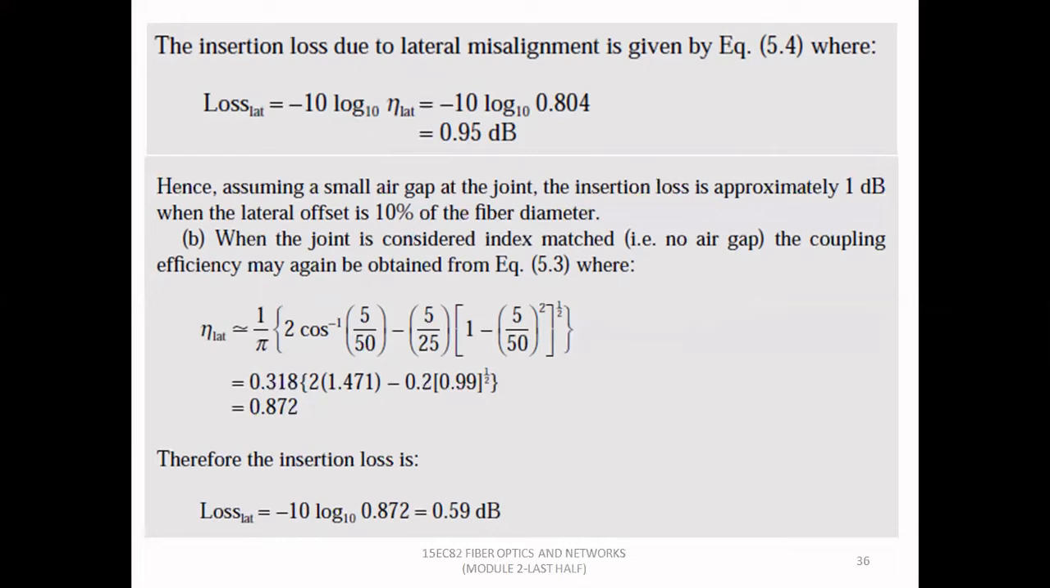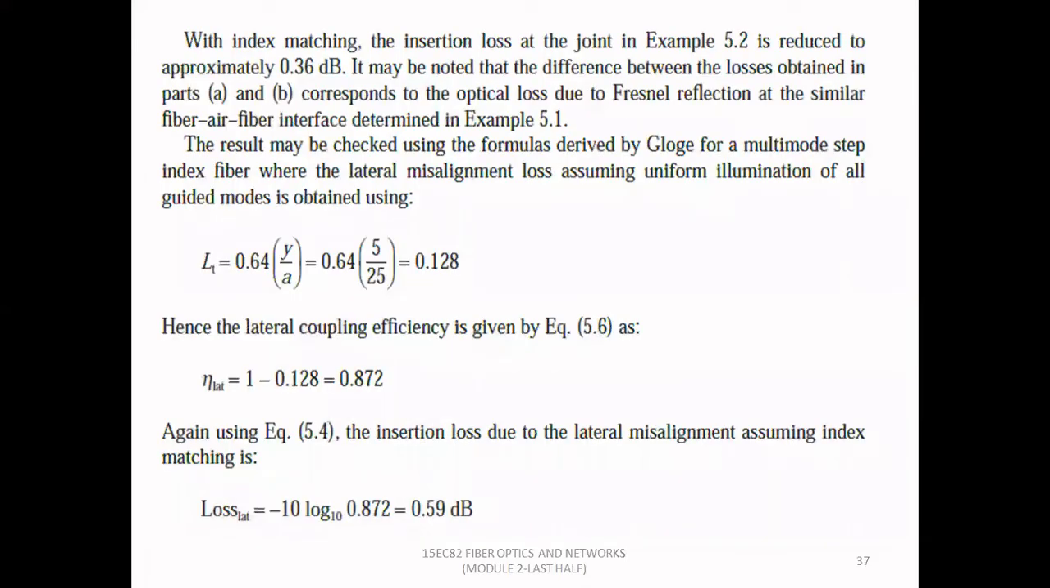Therefore, the insertion loss is Loss_lat equal to minus 10 log10 of 0.872, equal to 0.59 dB. With index matching, the insertion loss at the joint in example 5.2 is reduced to approximately 0.36 dB. It may be noted that the difference between the losses obtained in part A and part B corresponds to the optical loss due to Fresnel reflection at the similar fiber to air to fiber interface determined in example 5.1.